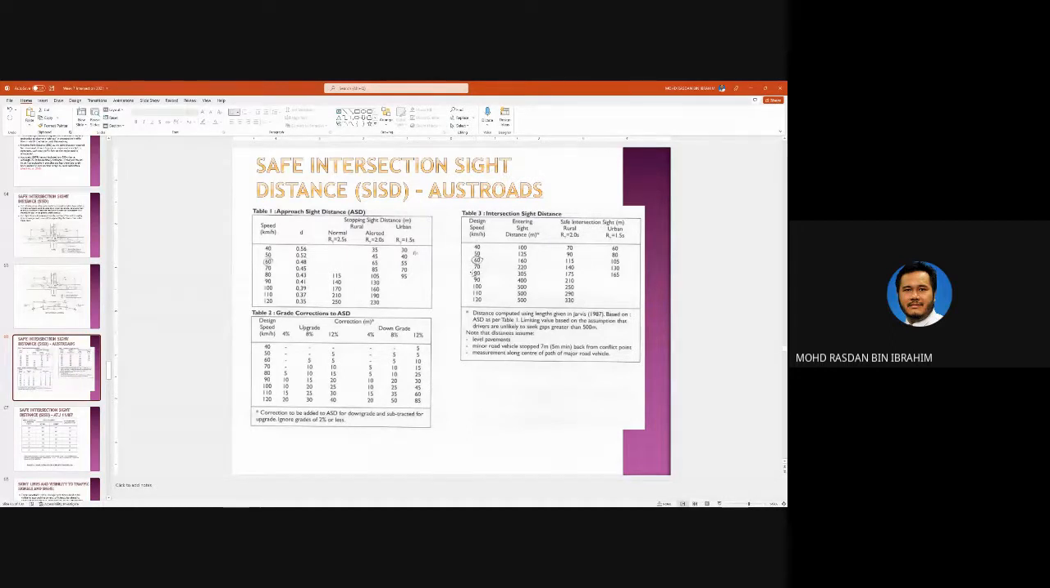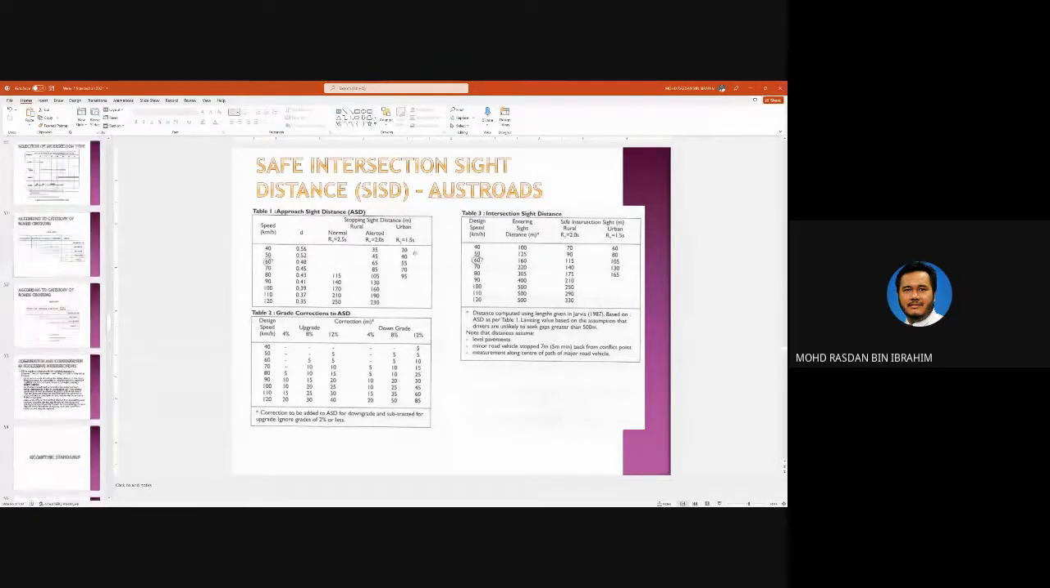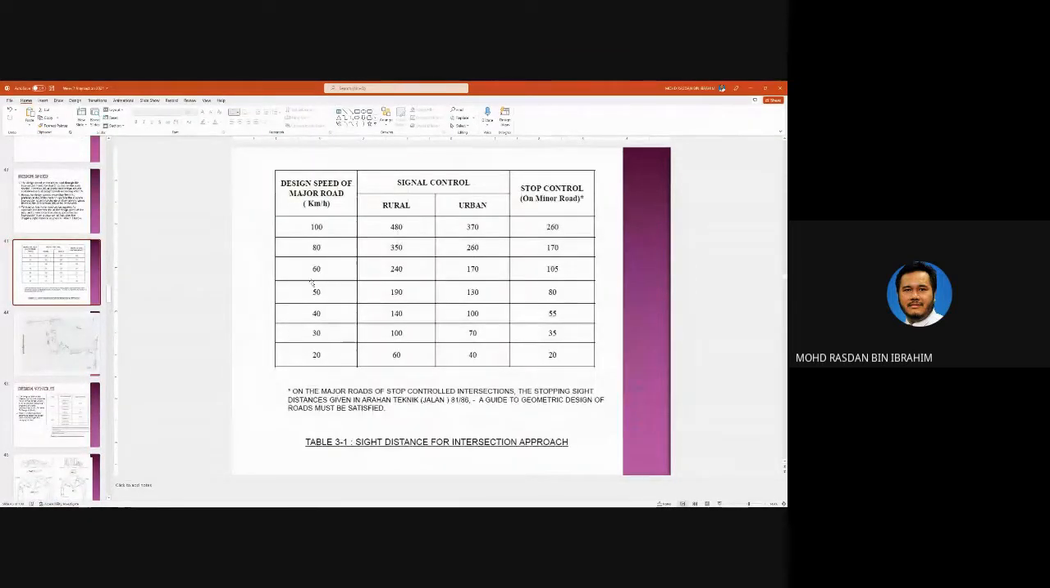So for let's say 80 kilometers per hour design speed, for urban area, the SISD is 165 meters, something like that. So compare with JKR, AT, this is for signal, and for stop control it is 170 meters here. Okay.